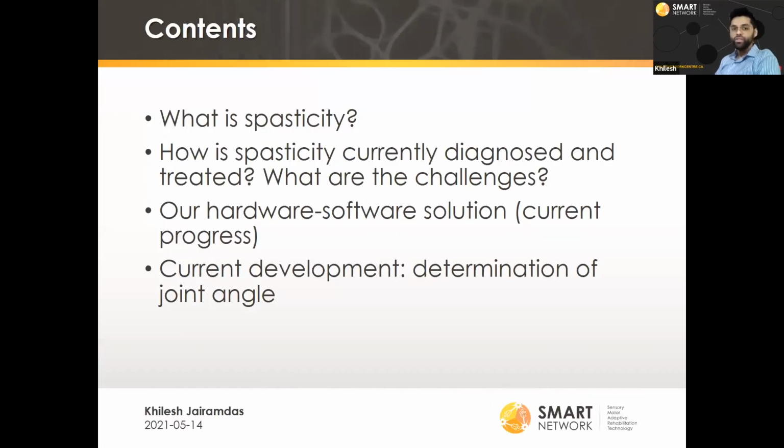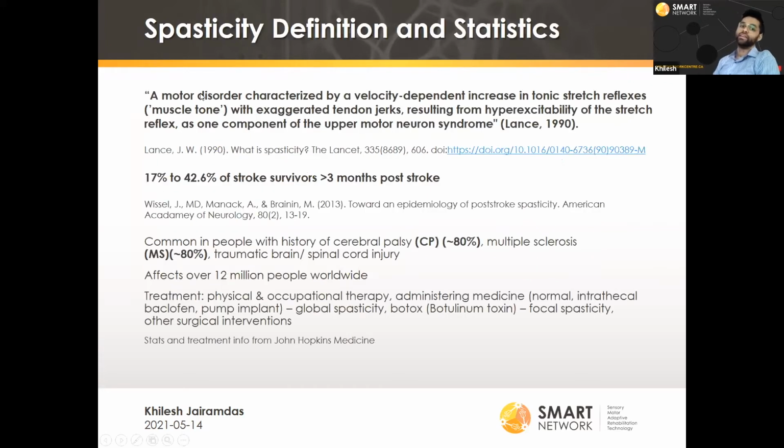So what is spasticity? We're just going to go through the contents here really quickly. I'm going to talk about what spasticity is, how it is currently diagnosed and treated, what the current challenges are surrounding that, and our hardware software bundled solution to those challenges, and where we are currently in the development of the project. So starting with what spasticity is.